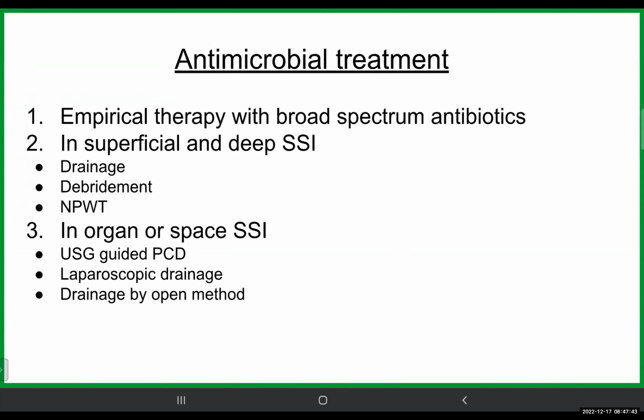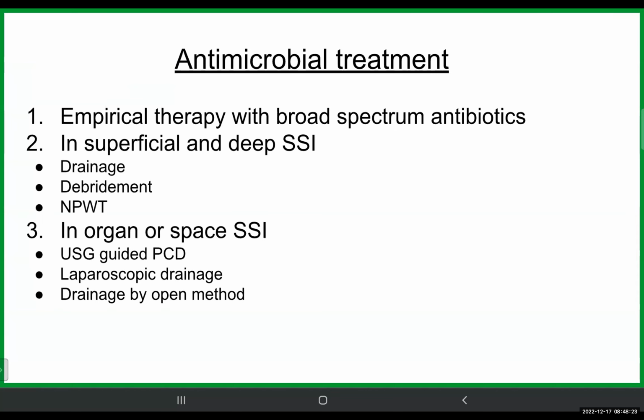So empirical therapy with the broad spectrum antibiotic, and later it is to be modified depending on the culture and sensitivity report. Then in the superficial and deep infections, we should drain the site by removing the sutures, by removing the staplers, and do the dressing. And then debridement if there is any slough tissue or any unhealthy tissue for better granulation. And we can use even negative pressure wound therapy also.